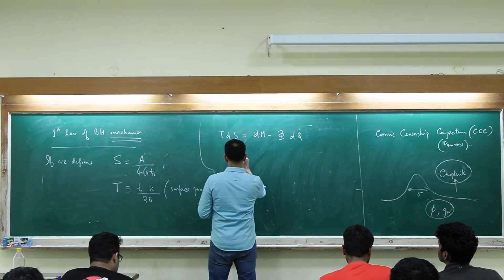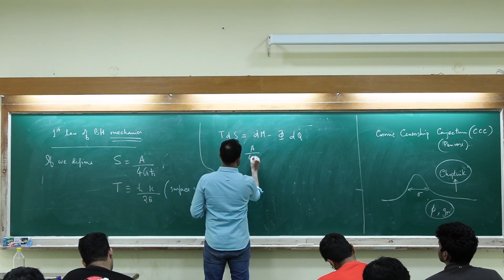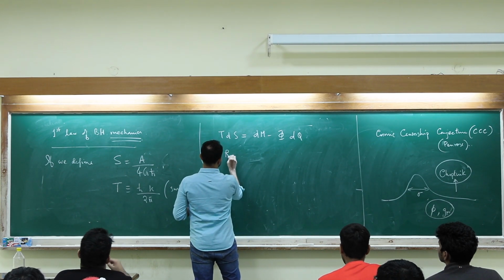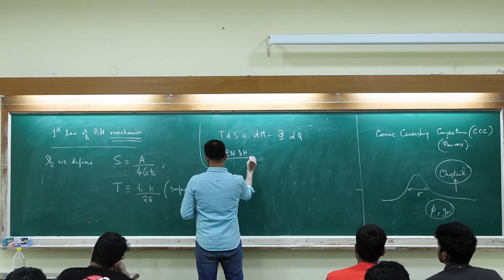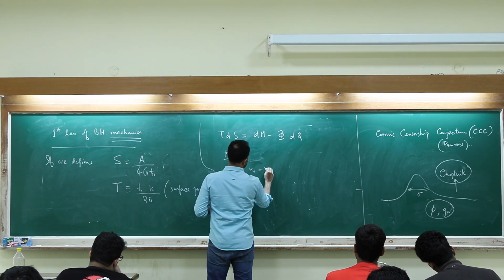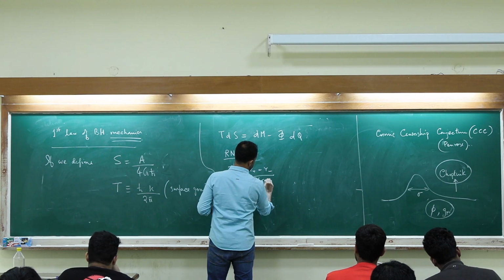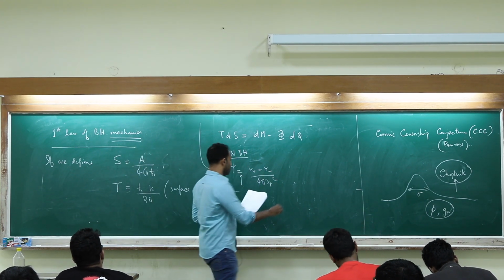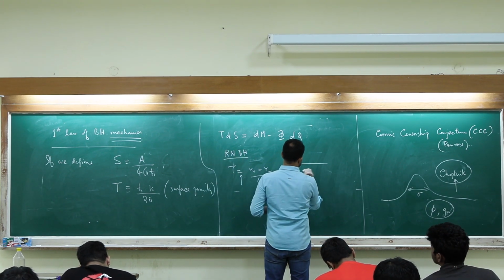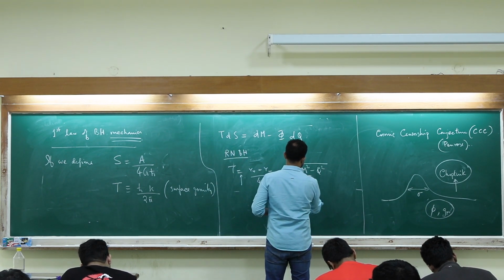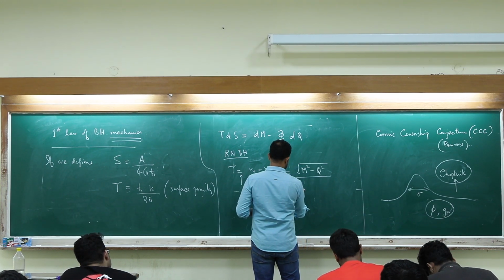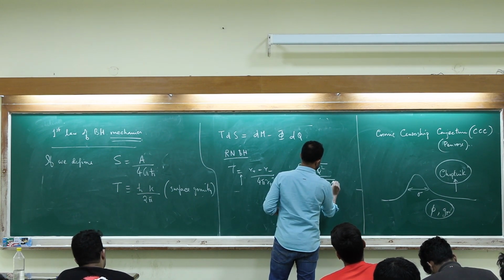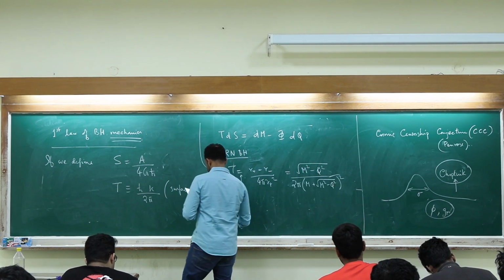So we have S is equal to A by 4G h-bar. So let me actually write it. For the Reissner-Nordström black hole, we have T is equal to r plus minus r minus by 4 pi r plus squared. I'll show you how to define this surface gravity in a second. For the moment, you can trust that this is the case. Okay, so this is my temperature.